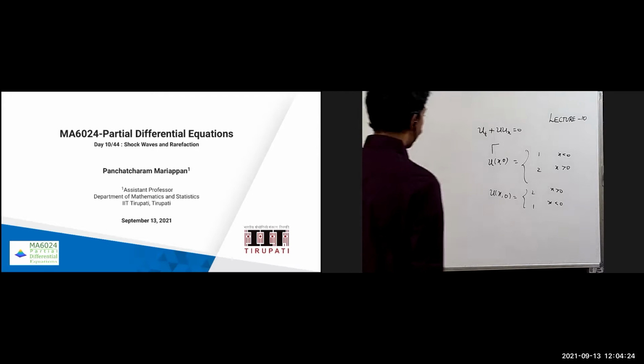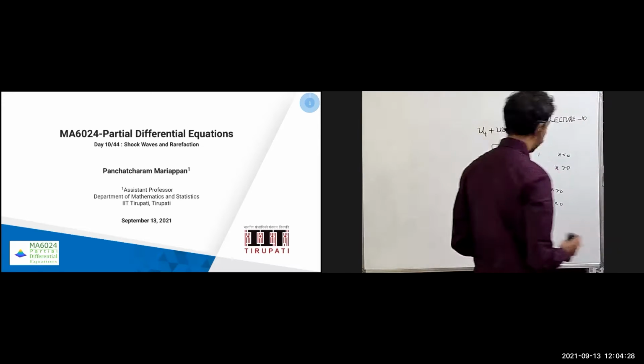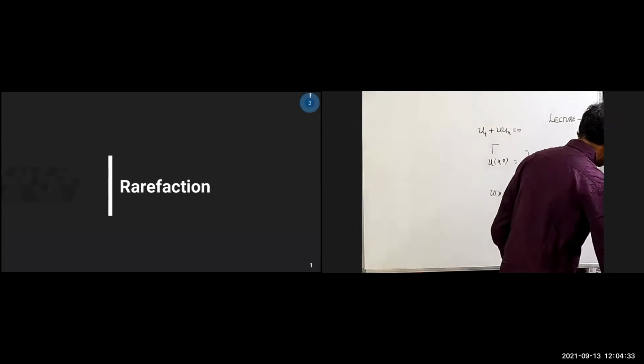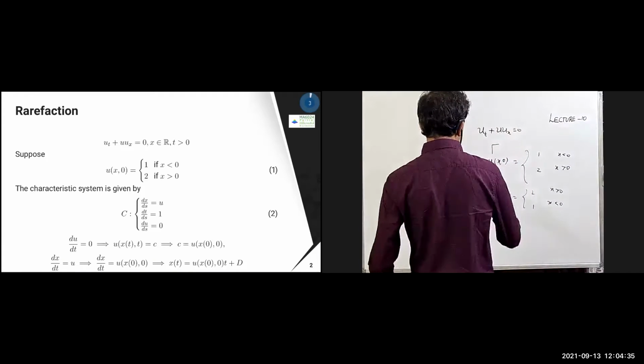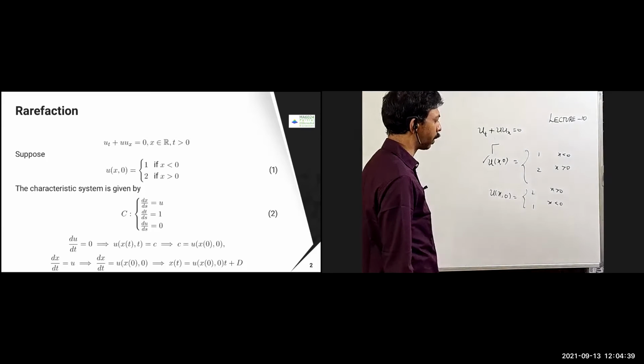Now let us solve these two problems. First, let us solve the rarefaction problem. So what is rarefaction? Let us solve this problem once again, which we have solved already. First let us take this problem: u(x, 0) equal to 1 if x is less than 0, and 2 if x is greater than 0.